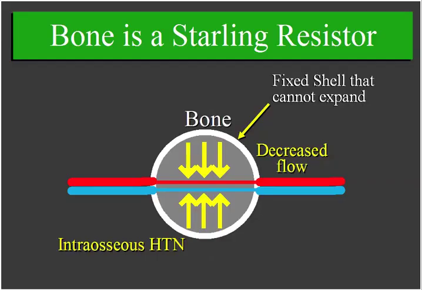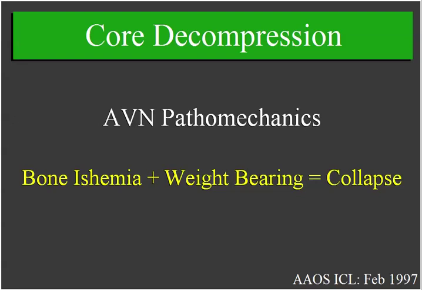What is a Starling resistor? It's a hard shell that, when pressurized, can't expand. So anything that's inside will get compressed. So if you have hypertension present, you will compress the vessels, and then you will get decreased flow. So if you have this ongoing ischemia and you put weight on this ischemic bone, it will collapse.